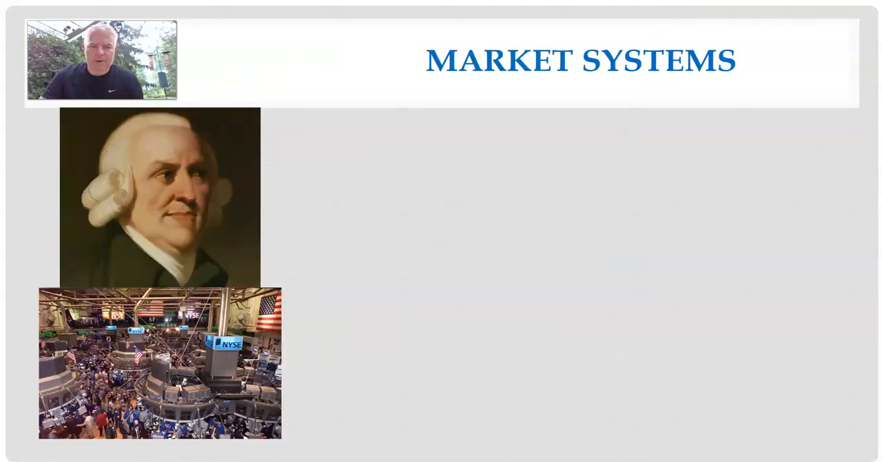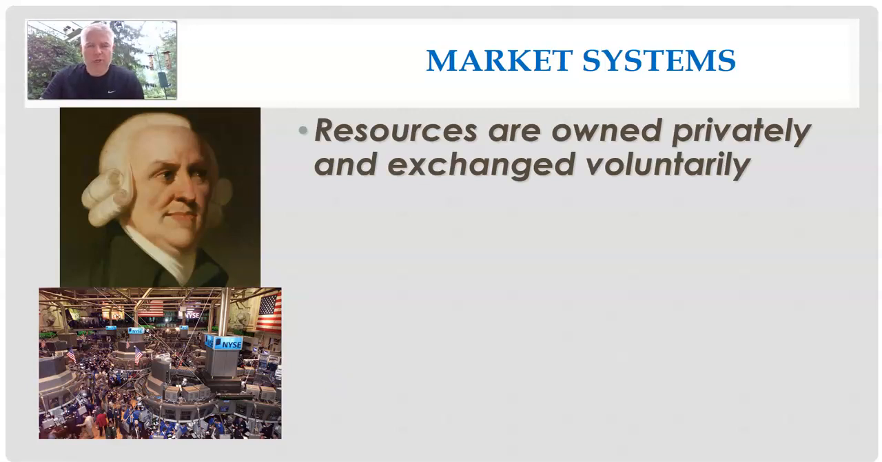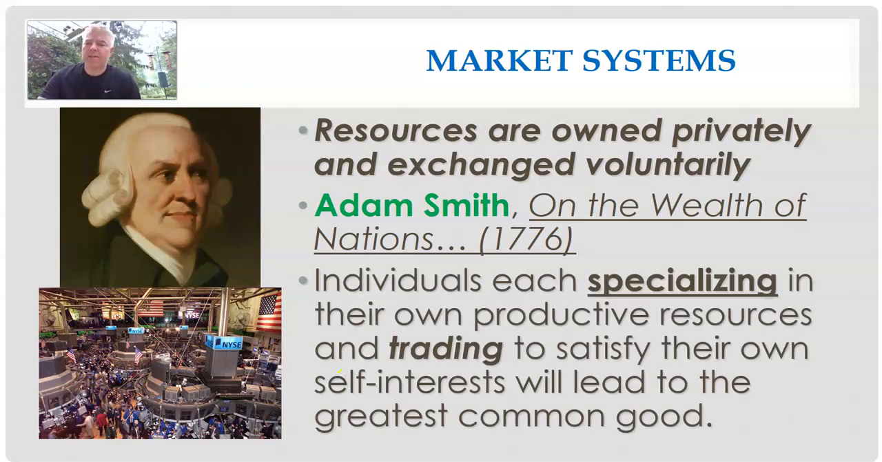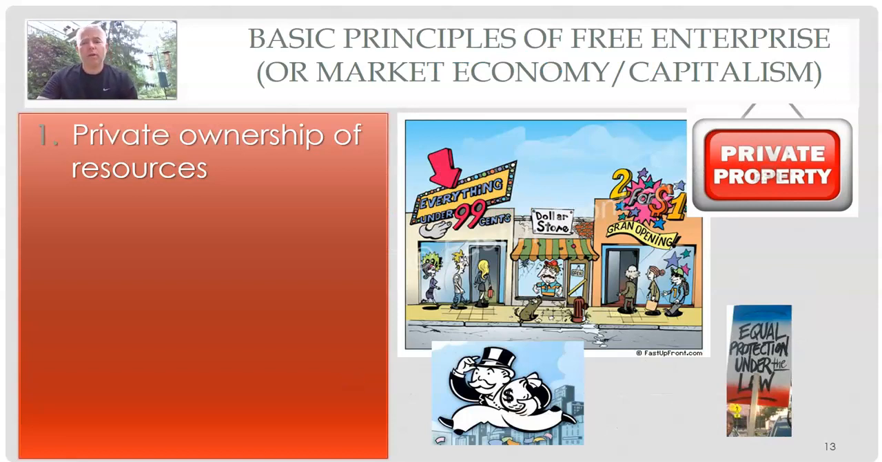A market system, on the other hand, is the opposite pole. Rather than publicly owned goods and services, all resources are privately owned and exchanged voluntarily. It's based on the ideas of Adam Smith in The Wealth of Nations, published back in 1776. Individuals each specialize in their own productive resources and then trade to satisfy their own self-interests. The idea is that if each person seeks their own self-interest, we will achieve the greatest common good. In order for a market economy to work, according to Smith, there are 5 things that must be present.